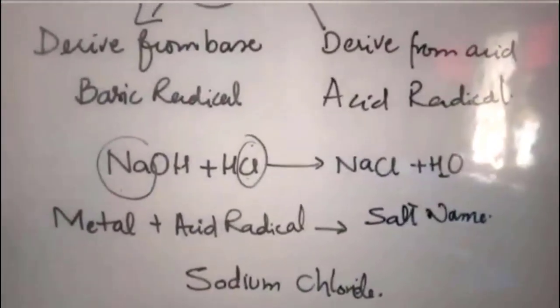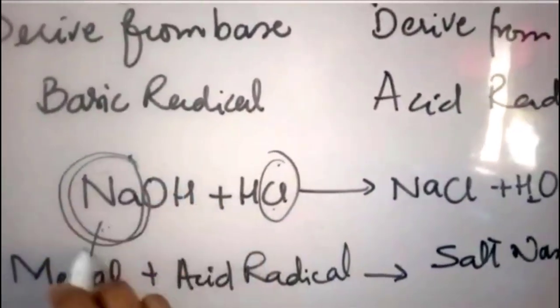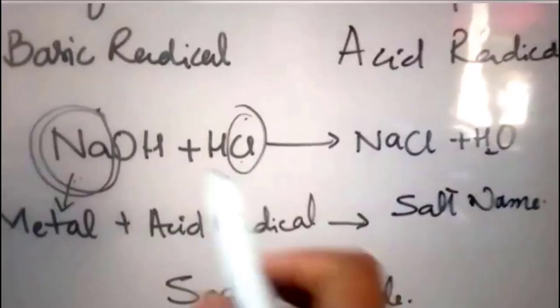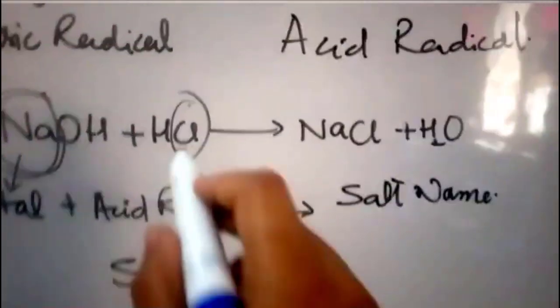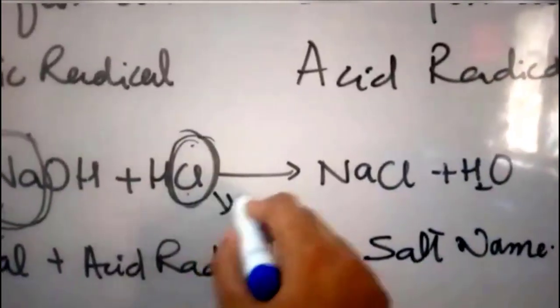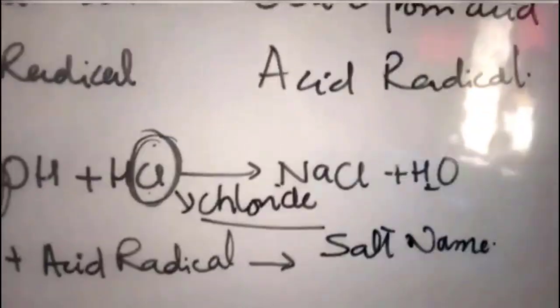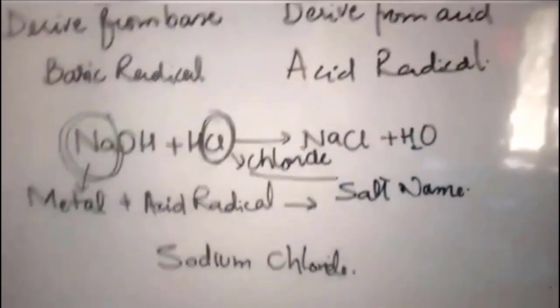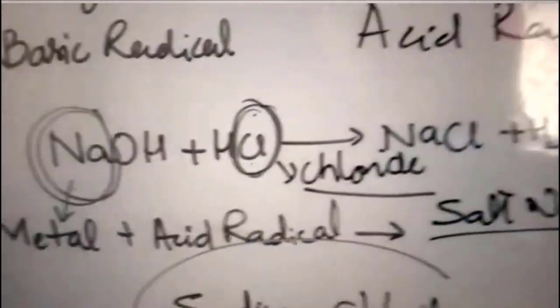The salt names are given on the basis of the metal from which we have taken the metallic part, so the name of the metal, okay, and we take the name of the acid radical. Acid radical means you are using the acid radical chlorine, so it is called a chloride. When it is in ionic form from the acid, it is called a chloride. So metal plus acid radical form the salt name, like sodium chloride.